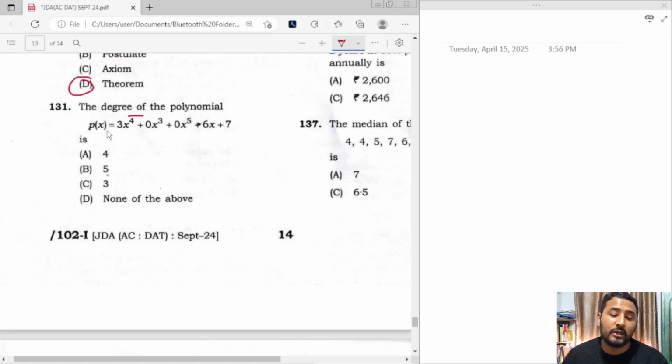Next, the degree of a polynomial p(x). Okay, what is the degree? The highest power of the polynomial. So can you see it's 4, 3. Highest power we can see 5, but here it is multiplied by 0. 0 into any number is 0, so we cannot count this power, okay? So highest power will be 4. So option number A will be the correct answer.